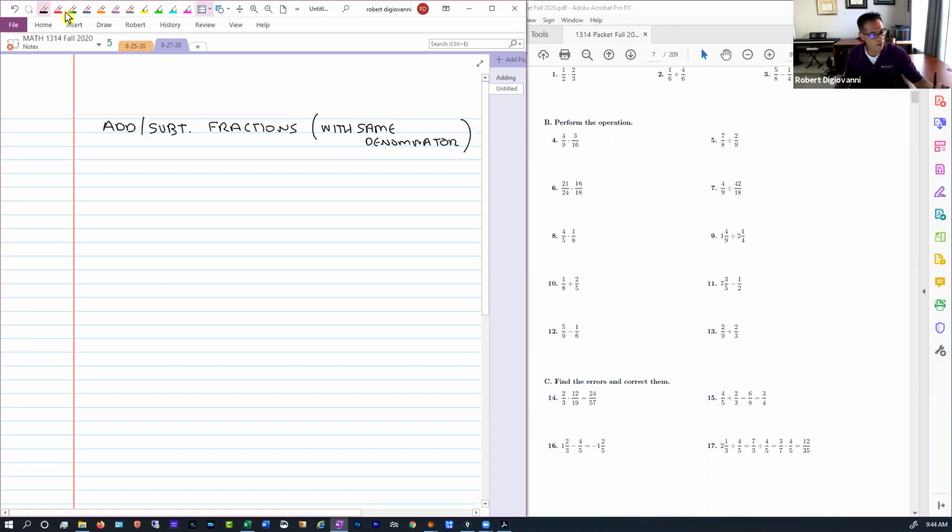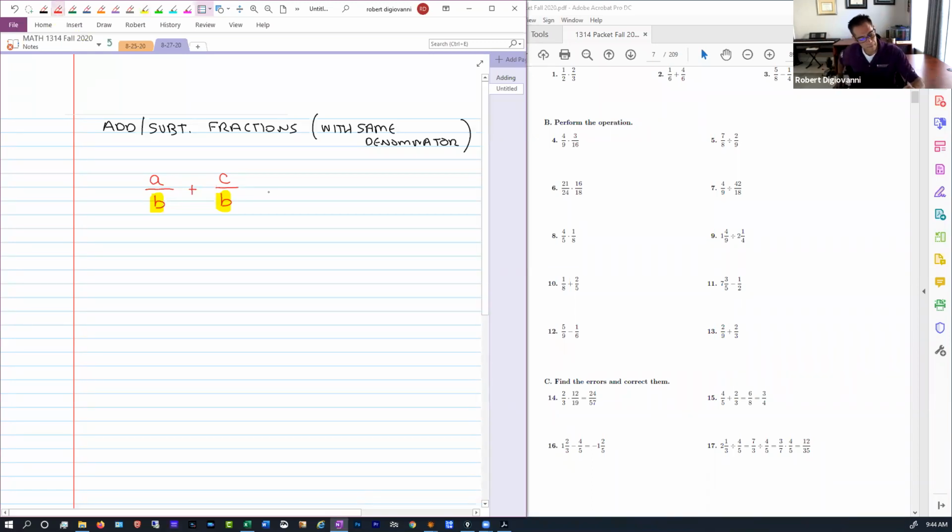Okay, so let's say we're given a fraction, a over b. We want to add that to another fraction that is c over b. Now I want you to pay attention right now. Do you notice that those denominators are the same? If we have two fractions and they have the same denominators, that's the best case scenario.